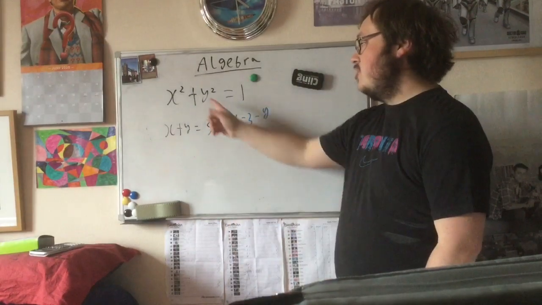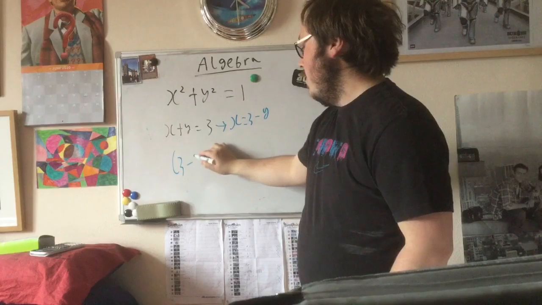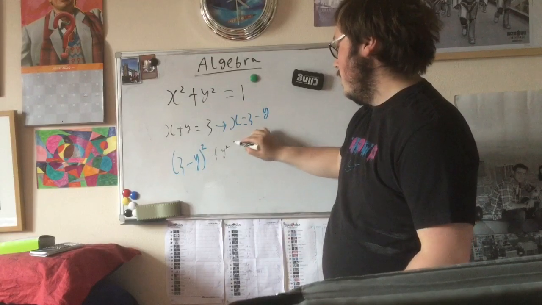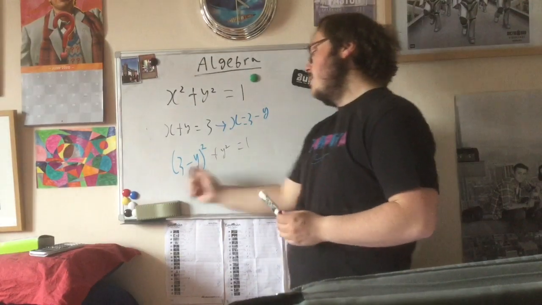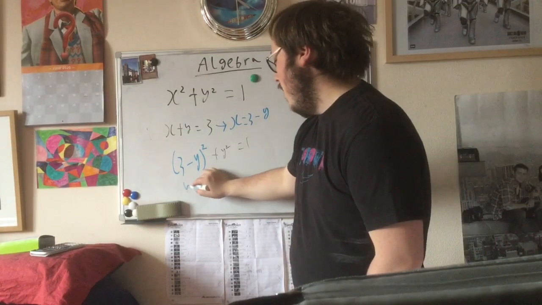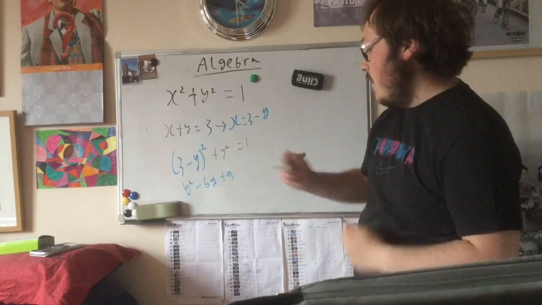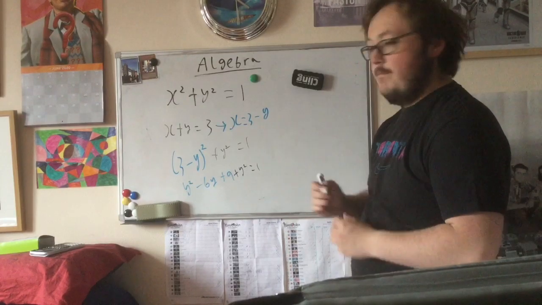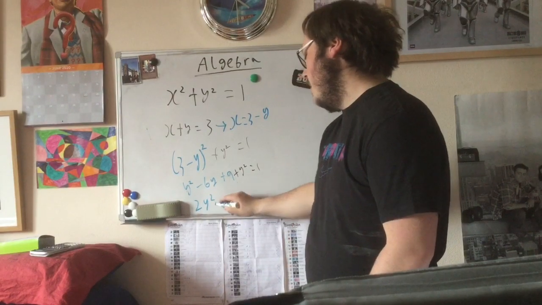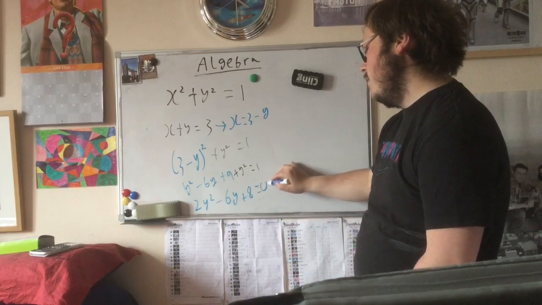The next thing we need to do is substitute that into the equation above. So I'm going to put (3 minus y) squared plus that y squared equals 1. So now I'm going to expand this (3 minus y) squared brackets. So it becomes y squared minus 6y plus 9, plus the y squared from earlier, equals 1. So how is this going to look? We add the two y squareds together, so that becomes 2y squared minus 6y plus 9 take away 1, that becomes plus 8, equaling 0.